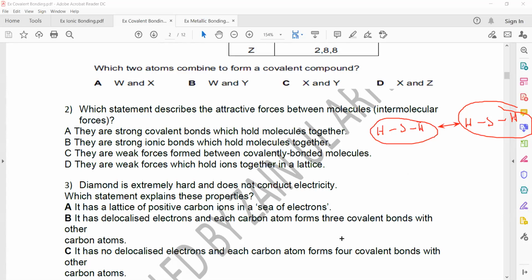So what could be the answer for this? Yeah, C is the right answer because they are weak forces formed between the covalently bonded molecules. So whenever you have covalent molecules, they always have a weak force between them.